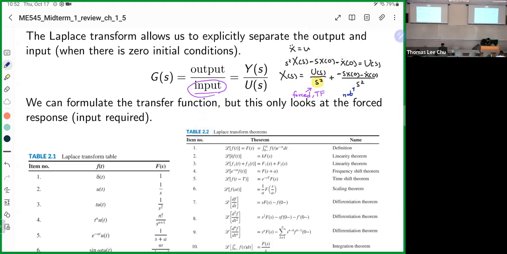Natural, because you can see it's only dependent on our initial conditions. But in both cases, when you're looking at the forced over the natural, they share the same poles, meaning they share the same or similar transient behavior, meaning they'll have the same decay rates and the same oscillation.